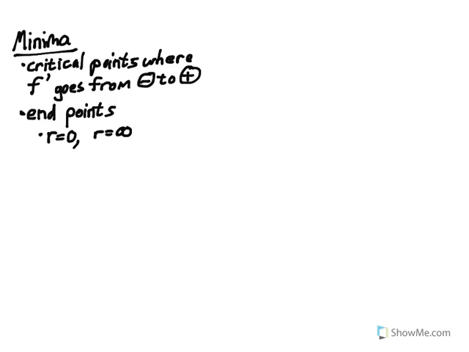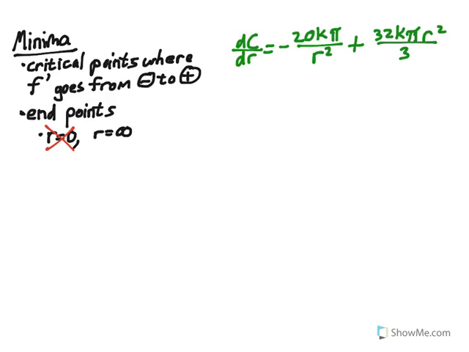Either it's a critical point where your derivative goes from negative to positive, in other words, you go from decreasing to increasing, or it's at the endpoints. And for this problem, our realistic endpoints are r equals 0 and r equals infinity. However, as I discussed before, r equals 0 is not really a realistic endpoint, it's a limit. We can have very low r's, but we can't have 0 r. Now, if we look at the function for cost, or rather the derivative of cost, it looks something like this.